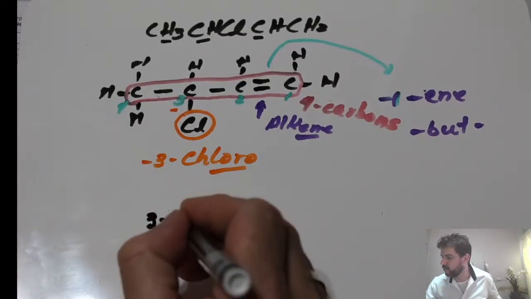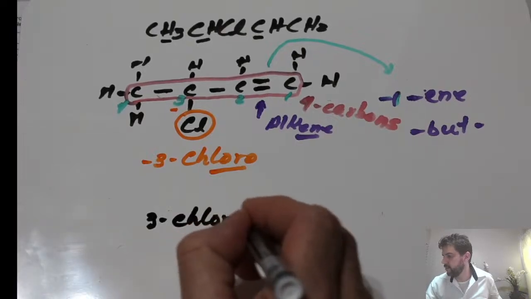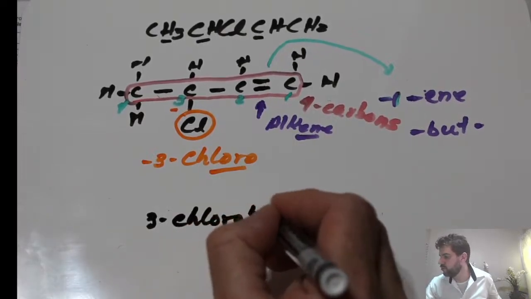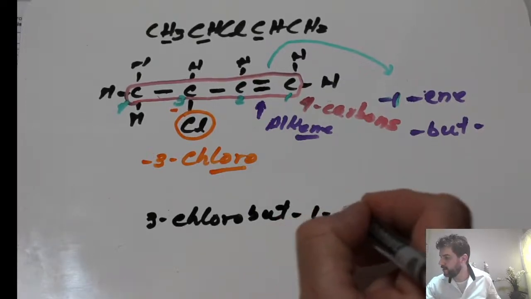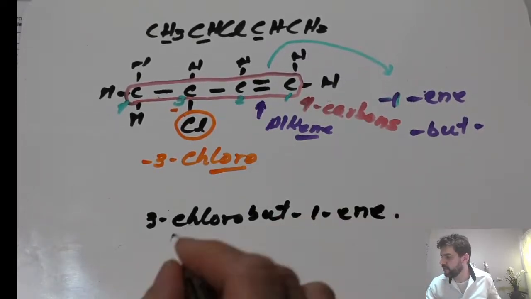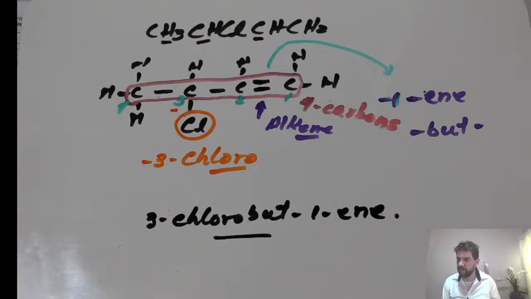3-chloro, but, everything together, 1-ene. This is the name of the compound. I hope you got the same name as I did. 3-chlorobut-1-ene. That is the answer. That is the answer for this question.